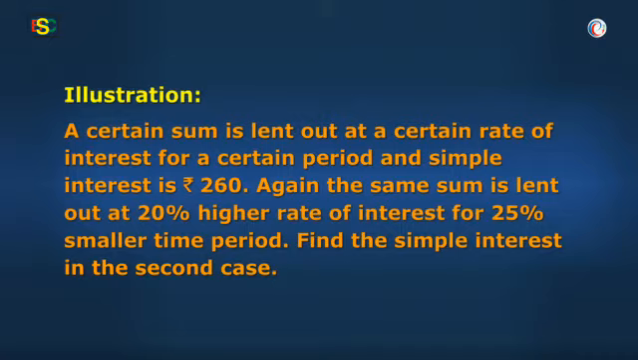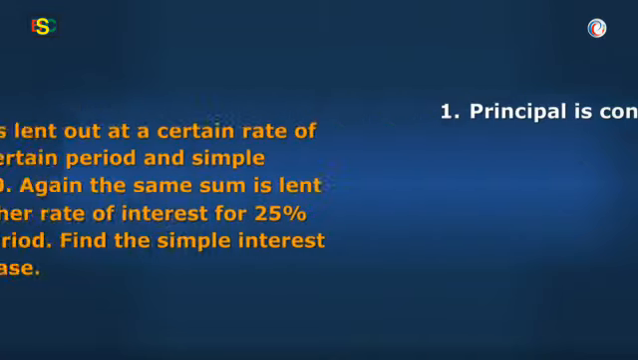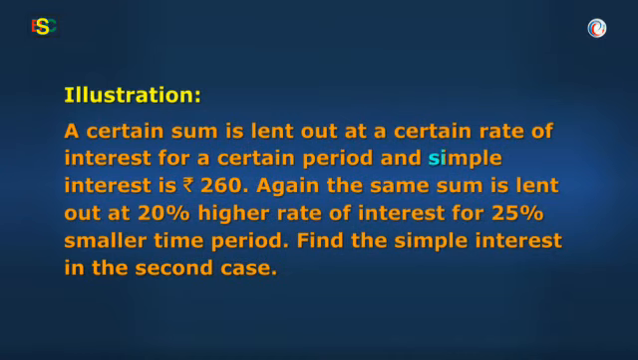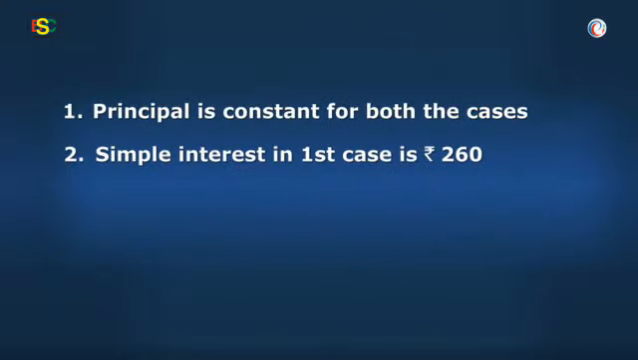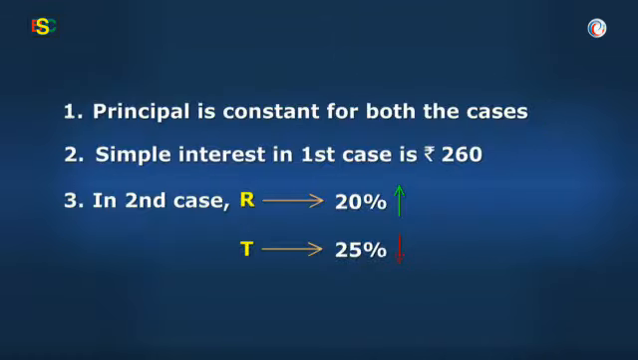Now look, Vidya. In this question, we can see that principal is constant for both the cases. Number 2, simple interest in the first case is rupees 260. And number 3, in the second case, rate of interest is 20% higher and time period is 25% less.